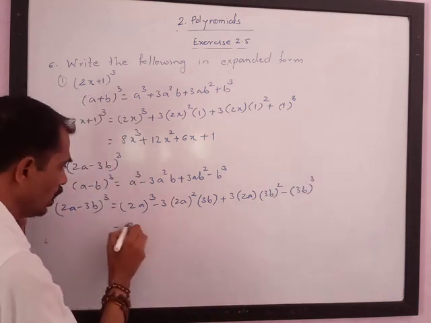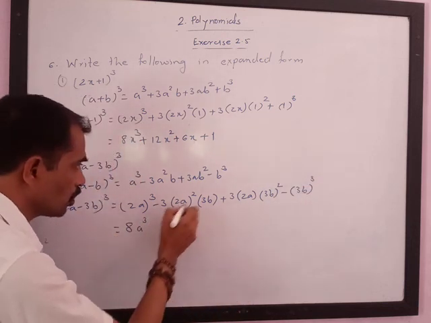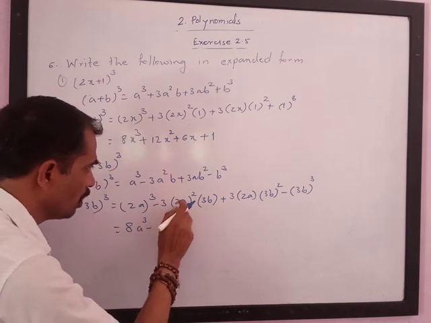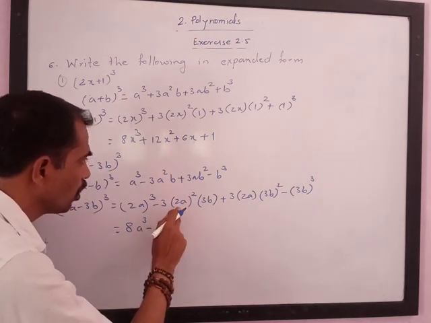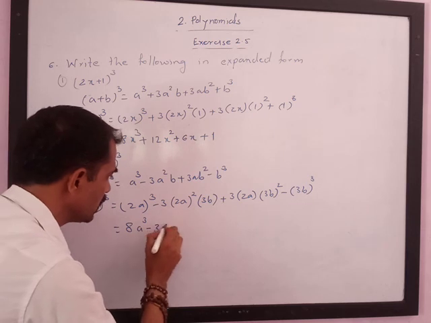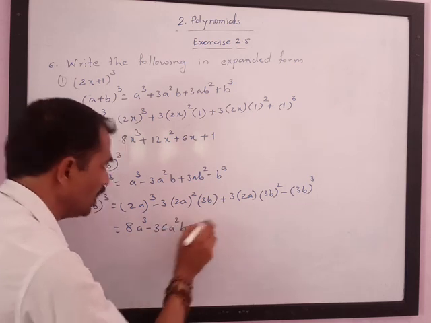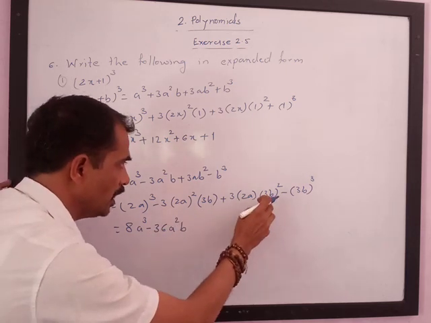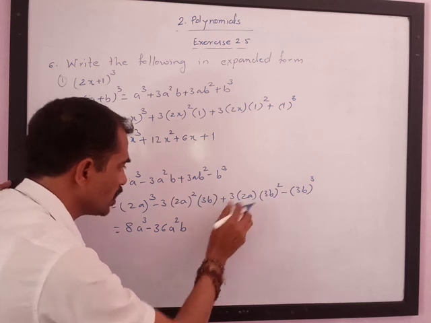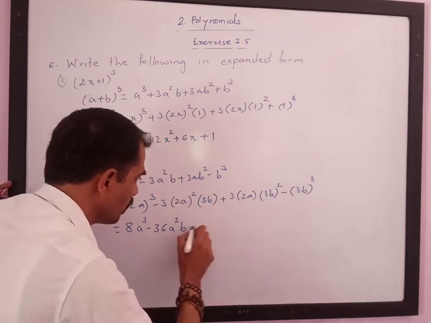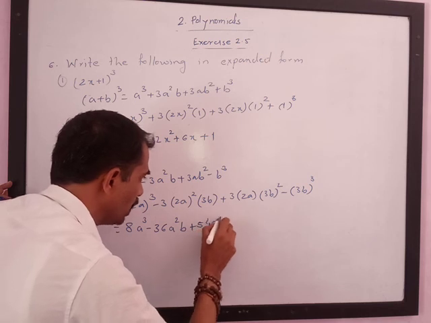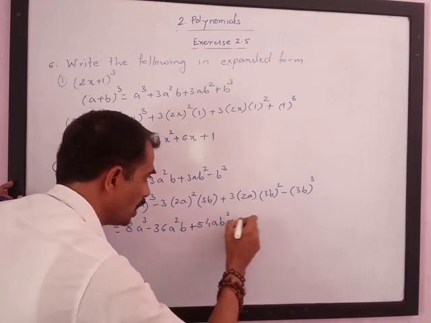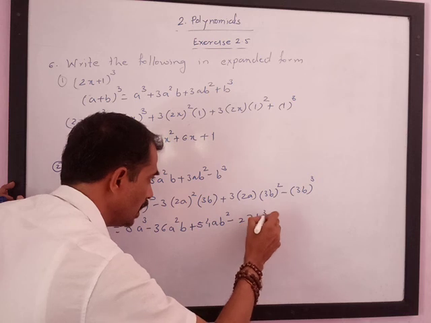This is equal to 8a cube. Square you have to solve first, so this will be 4 9s are 36, 36a square b, this will be 3 3s are 9, 9 6s are 54, plus 54ab square, minus 27b cube.